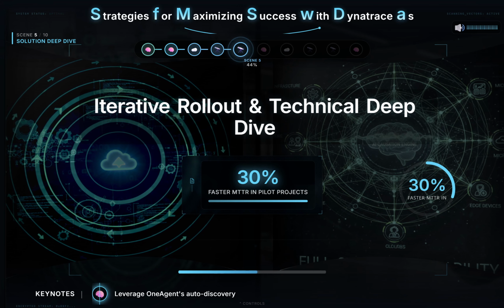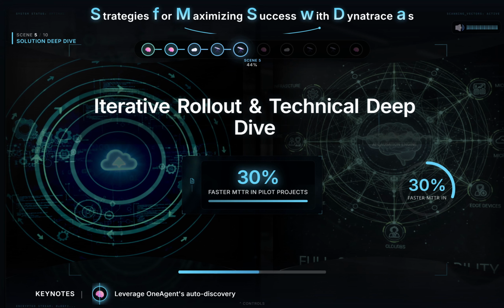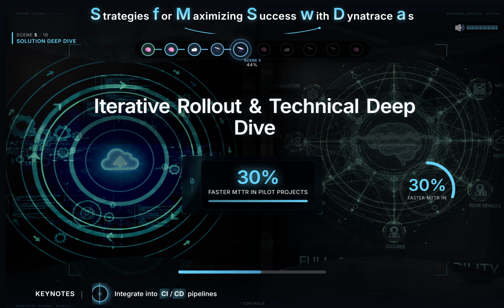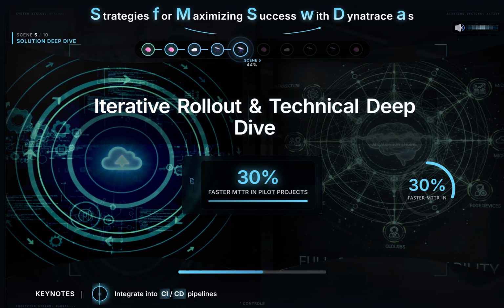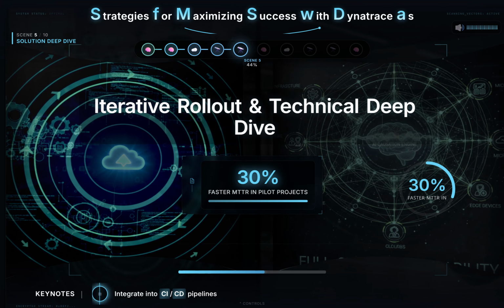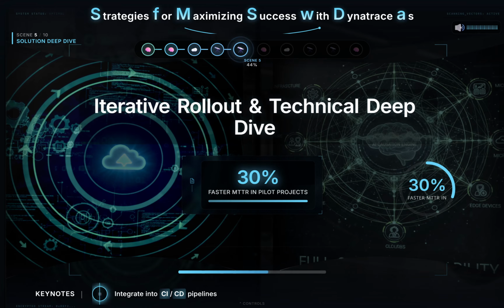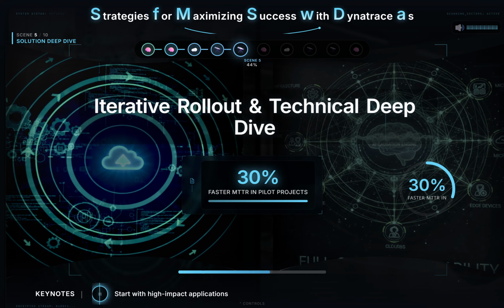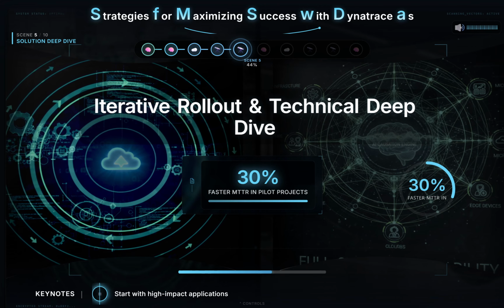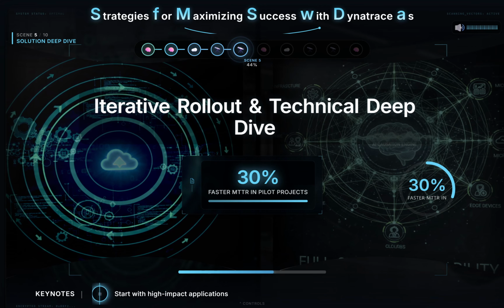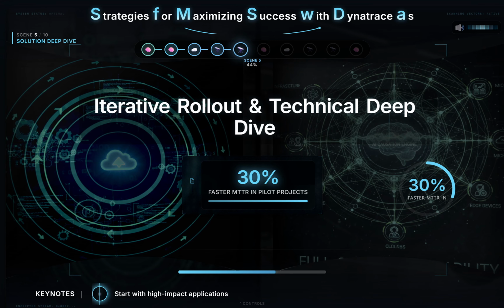This approach, leveraging Dynatrace's OneAgent auto-discovery for seamless deployment, drastically reduces implementation friction. Integrating Dynatrace deeply into your CI/CD pipelines transforms observability from a reactive measure into a proactive, embedded quality gate. It's about building confidence and demonstrating tangible returns step by step.